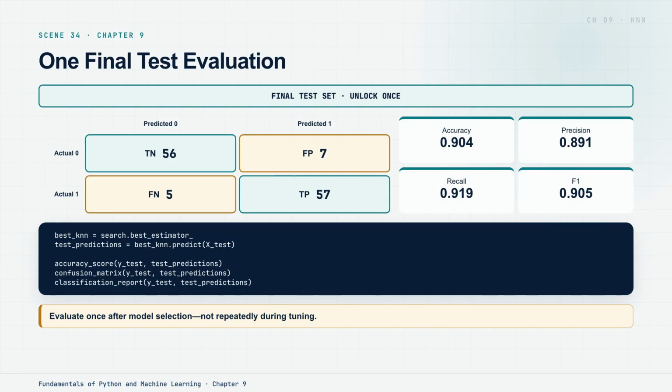We generate test predictions and calculate classification metrics. Accuracy provides an overall summary. The confusion matrix shows the types of correct and incorrect predictions. Precision, recall, and F1 score provide class-specific information. The test result estimates how the tuned model performs on observations that did not influence scaling, training, or parameter selection. We should avoid returning repeatedly to the test set to make additional tuning decisions.